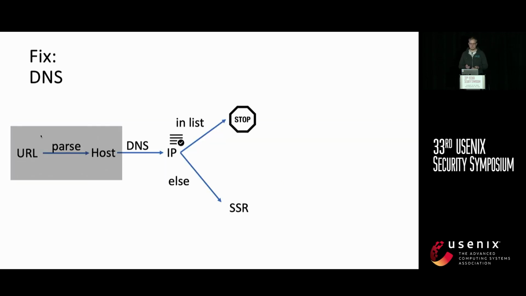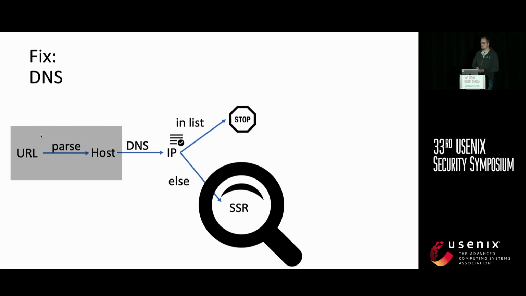So a possible fix is using a DNS request. You parse the host again, resolve it, get an IP address, check the IP against a list of known bad IPs, and if it's in this list, you stop. And if you continue, again, what does continuing really mean?